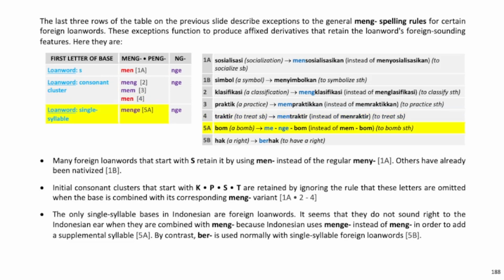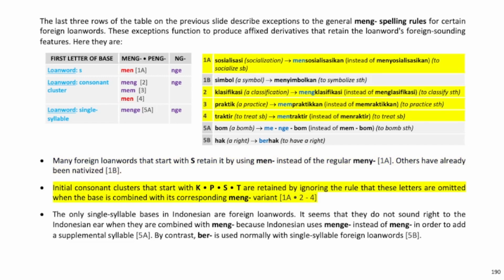And if the loanword is a single syllable base, the only single syllable bases are loanwords, then in example 5a, like bom, a bomb, you use menge. Example 5a, mengebom instead of membom, which is the normal thing you do with a B. Many foreign loanwords that start with S retain it by using men instead of the regular meny, like we just discussed. But others have already been nativized. So in example 1b, simbol is not mensimbol, but it's already turned into menyimbolkan, to symbolize something.